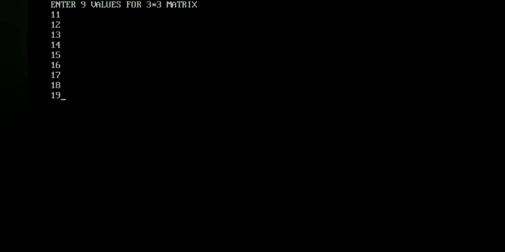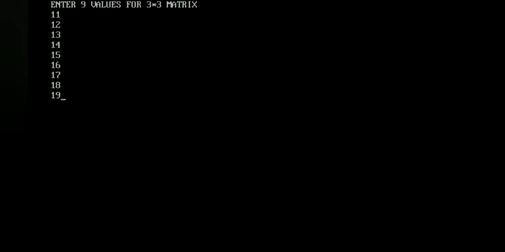So first it will give you the message: enter 9 values for the 3 by 3 matrix. Now any value you can input according to your wish: 11, 12, 13, 14, 15, 16, 17, 18 and 19. These are the values I have given. So this 11 has been stored at the 0, 0 location. Then 12 is at 0, 1 and 13 is at 0, 2. So these are the values of the first row.